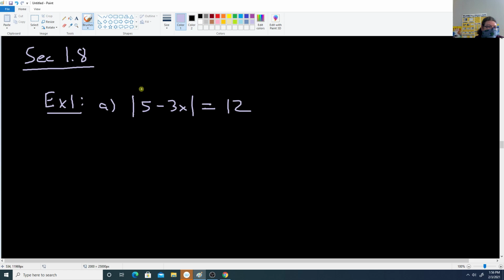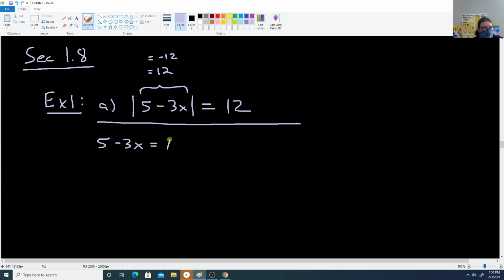So the idea is if this interior part here of the absolute value, if I can replace the whole 5 minus 3x with the 12, absolute value of 12 is 12, that'll make the equation true. Or if I can set the entire inside part equal to negative 12, since absolute value of negative 12 is also 12, that will make the equation true. So what I'm going to do is set 5 minus 3x equal to positive 12. That'll get us one solution. Then I set 5 minus 3x equal to negative 12, and that will generate our other solution.